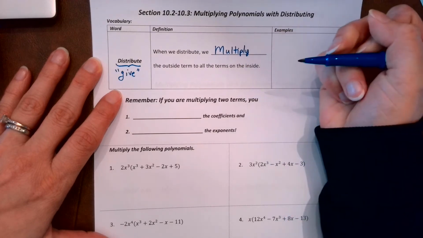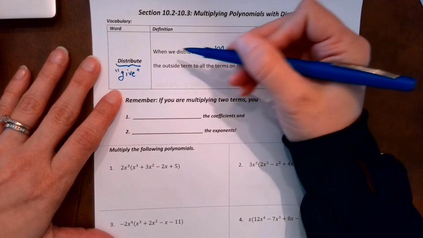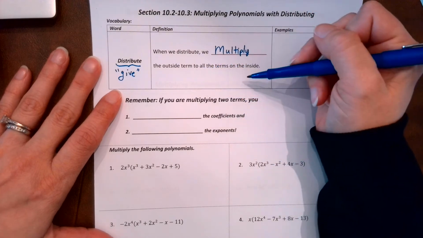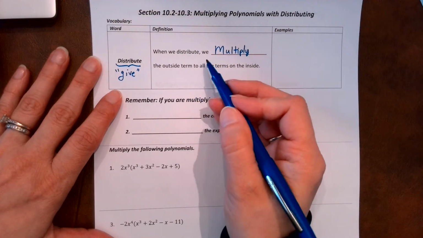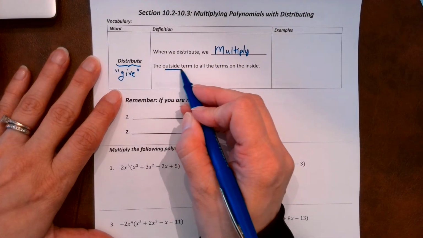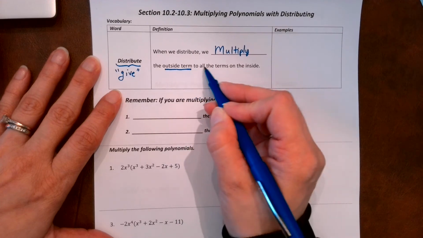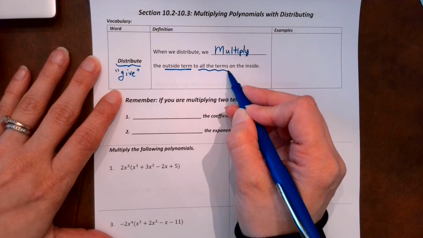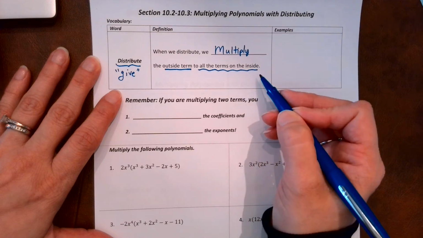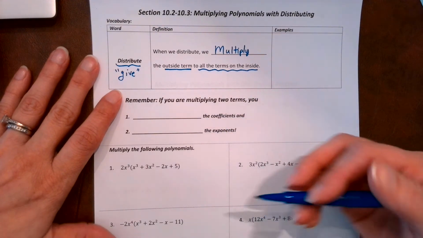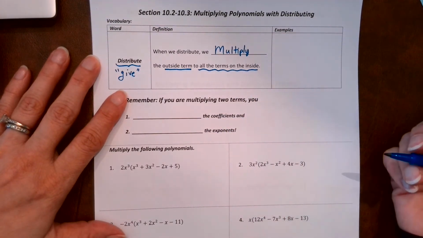If you have a paper, you're going to have to write all this stuff out yourself, so I tried to make it short. We multiply the outside term to all the terms on the inside. It's only fair that I distribute the candy to everyone.